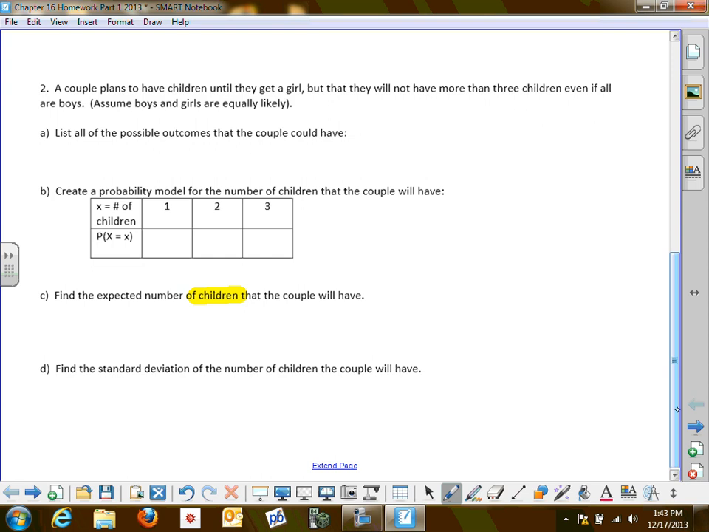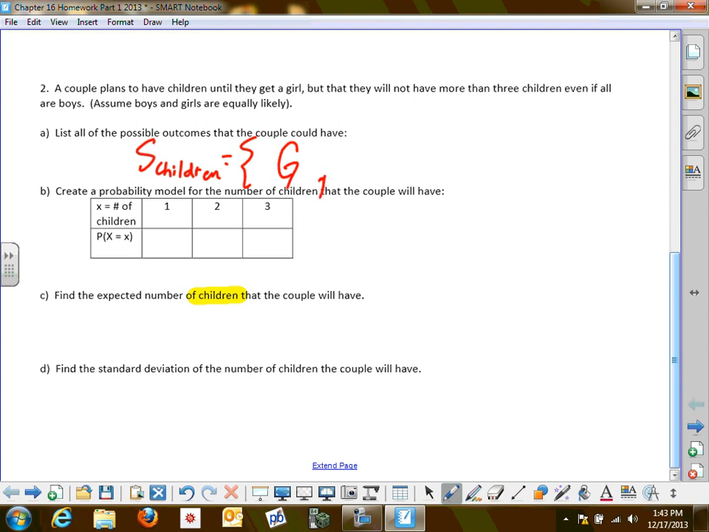Here we go. Number 2. A couple plans to have children until they get a girl. But they will not have more than 3 children, even if they are all boys. Okay? So that's the name of the game. So we're going to list all the possible outcomes that couples that play this particular set of rules could have. How would they have one child? What happens? They have a girl, straight out of the chute.